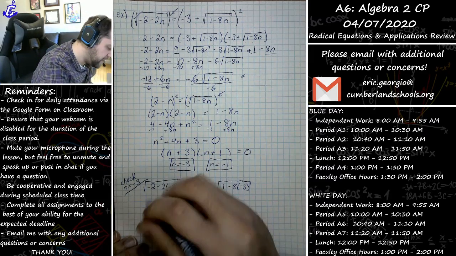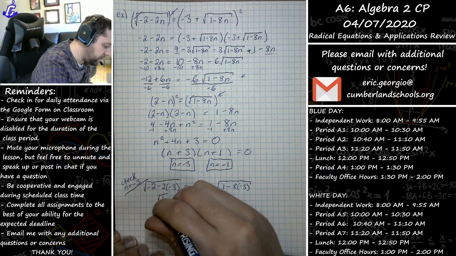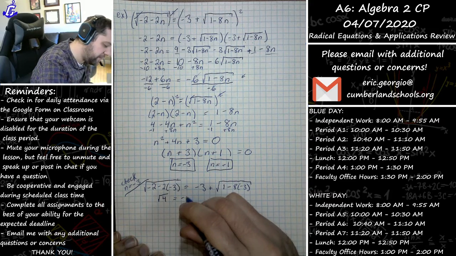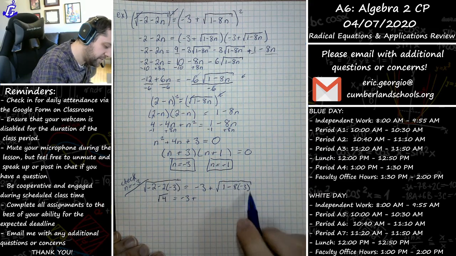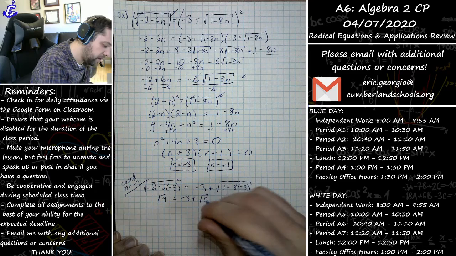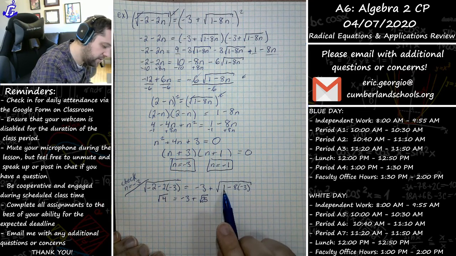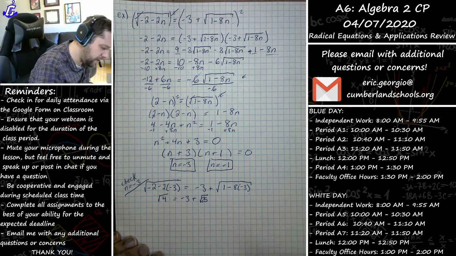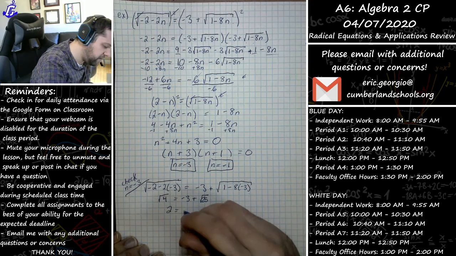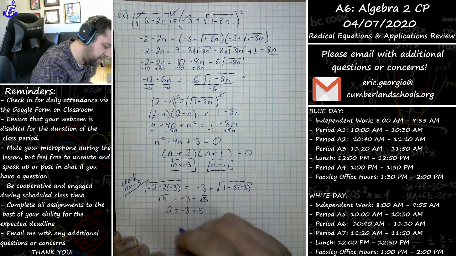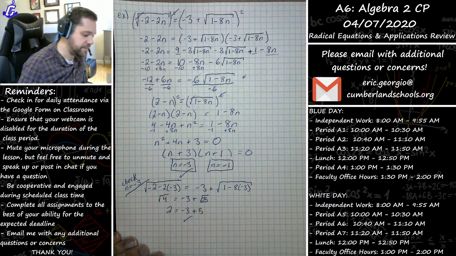Let's see. Negative 2 plus 6, that's the square root of 4. Is that equal to negative 3 plus, this looks like the square root of 5? Oh, sorry, the square root of 25, right? Because 1 plus 24. I think this works out, right? Is 2 equal to negative 3 plus 5? It certainly is, so I'm happy with that.